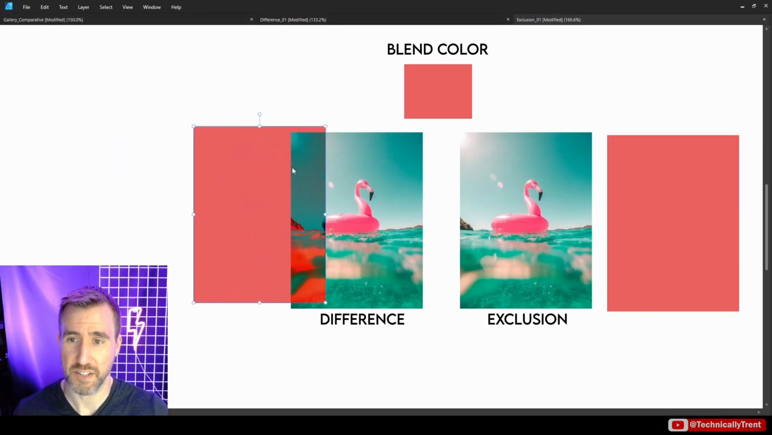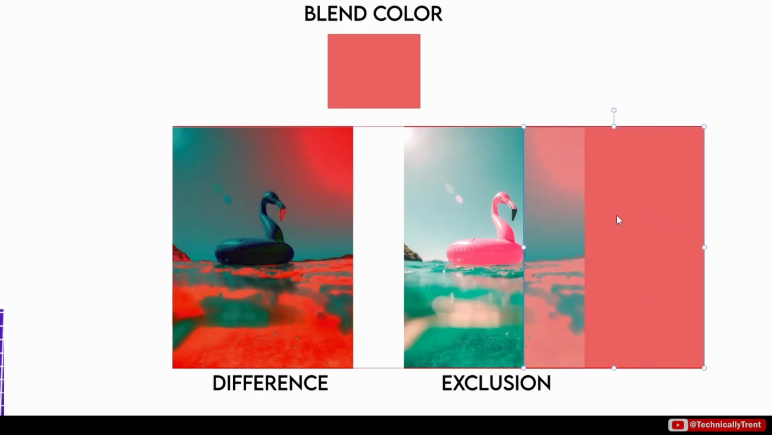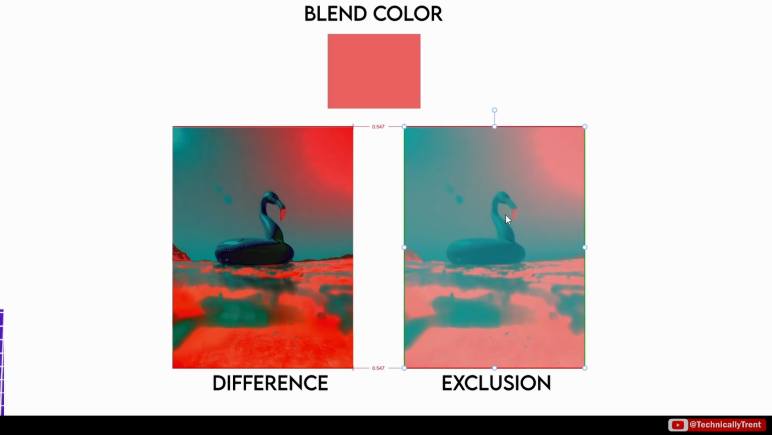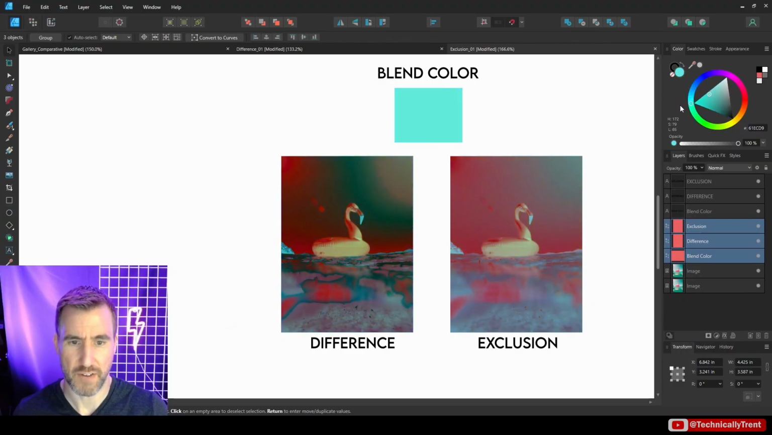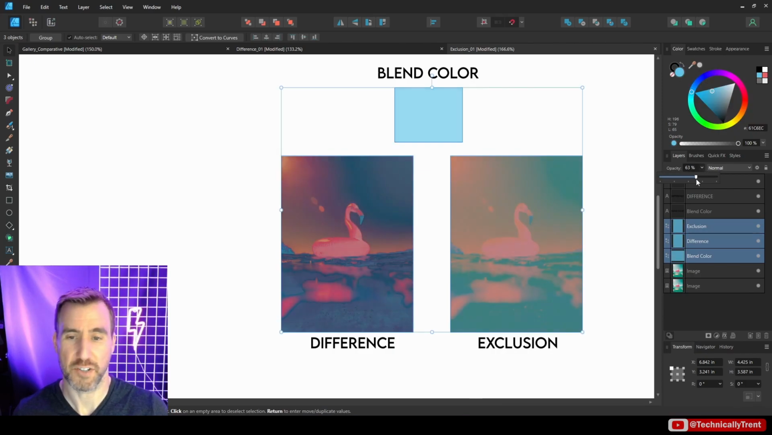This pink layer is set to difference. Let's put it over our image. And this one is set to exclusion. Let's put it over our image. And again, we can see that exclusion is reducing the contrast. I can move this color around and you can see the effect it's having. And you can also try toggling the opacity here to see what kind of effects you get.